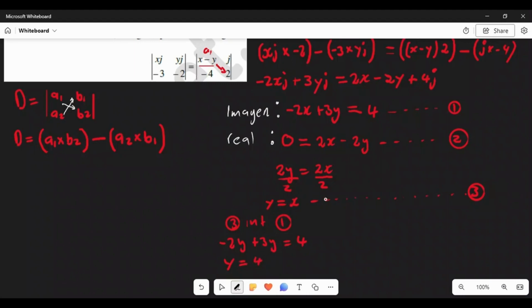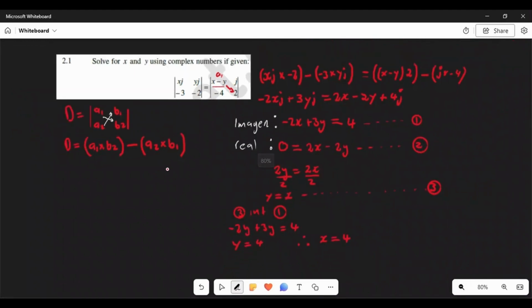But when you look at equation 3, it says x is equal to y, or y is equal to x. So you can say, therefore, x is also equal to 4. I hope you guys understand this. It's really not that difficult. It only needed you to know how to do determinants and also how to group the real numbers and imaginary numbers.